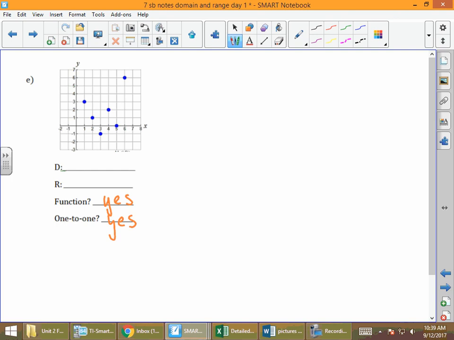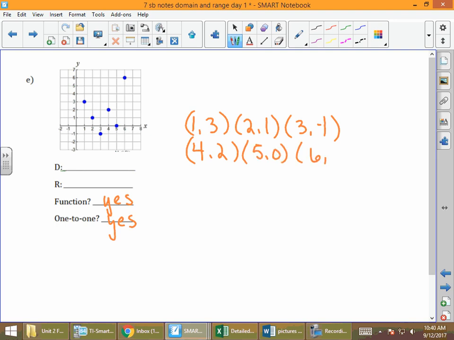And the worst comes to worst if we write down these ordered pairs, and I know that takes a little bit of time, but we have 1, 3. We have 2, 1. We have 3, negative 1. We have 4, 2. We have 5, 0. And we have 6, 6. So there's a list of ordered pairs.